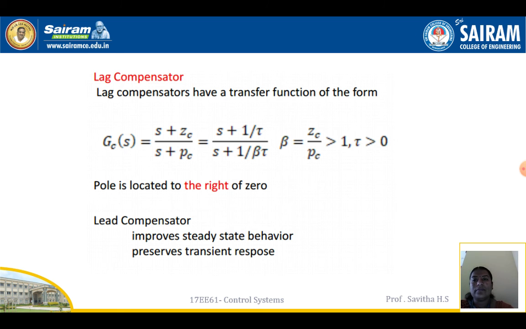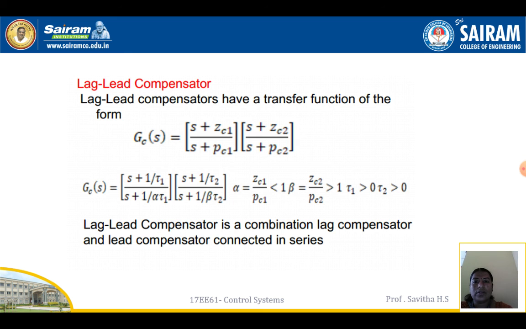Lag compensator. Lag compensators have a transfer function of the form Gc(s) is equal to (s plus Zc) divided by (s plus Pc), that is, (s plus 1 by tau) by (s plus 1 by beta tau), where beta is equal to Zc divided by Pc greater than 1 and tau is greater than 0. Pole is located to the right of zero. So lag compensators improve the steady state behavior and preserve the transient response.